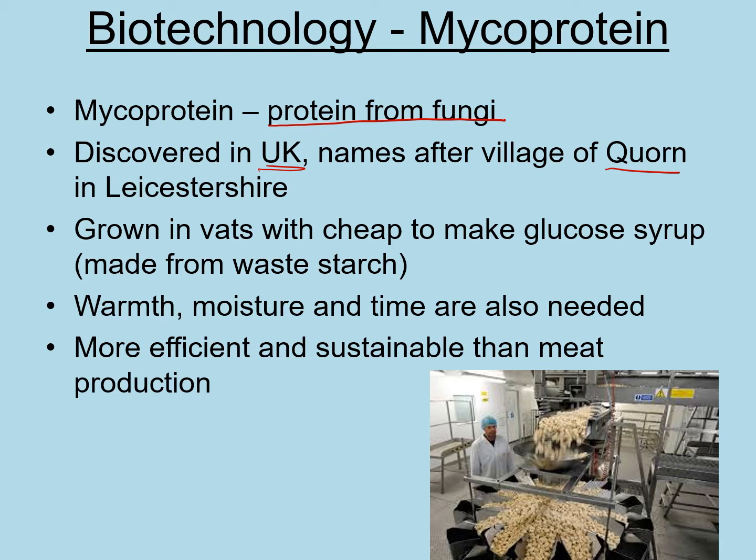All you need is a big metal vat, and you add moisture, and you add oxygen, and glucose syrup, which is very cheap to produce because it's made from waste starch. So let's say there's another part of the food industry that's making grain-based food or potato-based food, and there's waste starch from that process. That can just be converted into glucose syrup, very cheaply made, to feed the mycoprotein. It's cheap and easy to get hold of. So the other things that the mycoprotein needs are warmth, moisture, and time to grow.